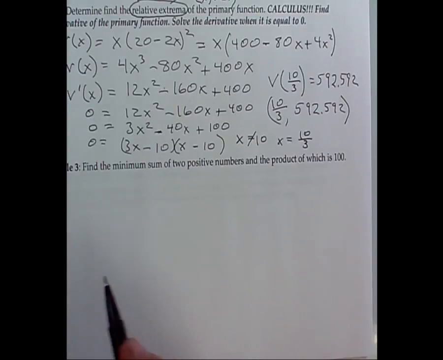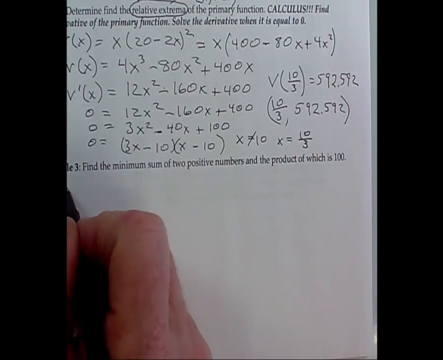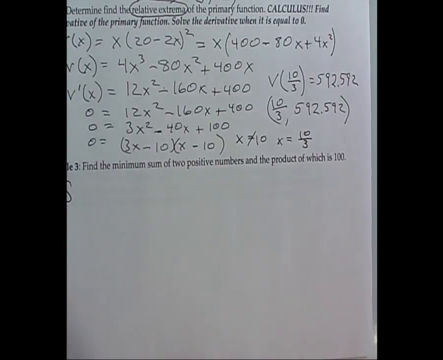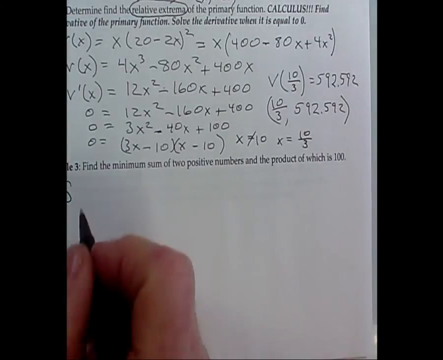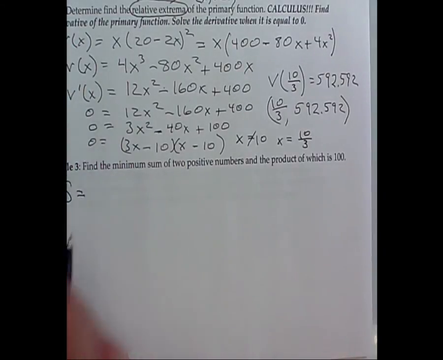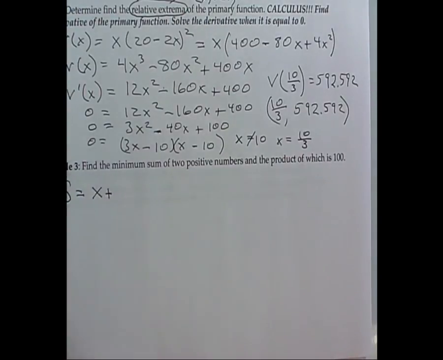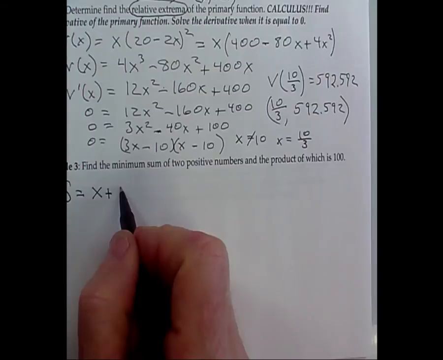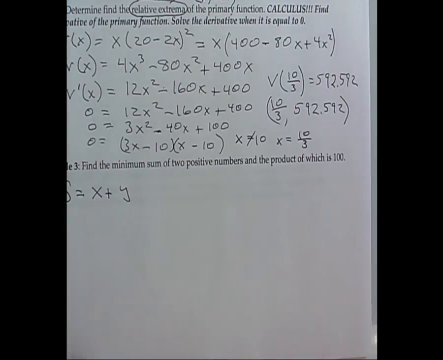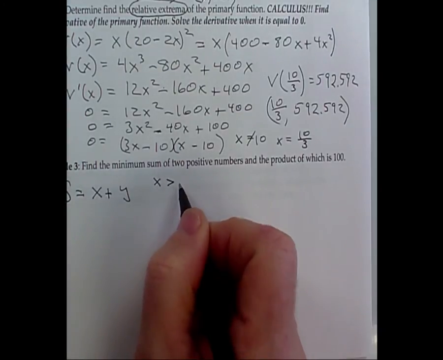Read the thing. Find the what? Sum. I'm going to call sum S. And I'm going to have how many numbers? Two. I'm going to call one of them X. I'm going to call the other Y. I know they both have to be positive.